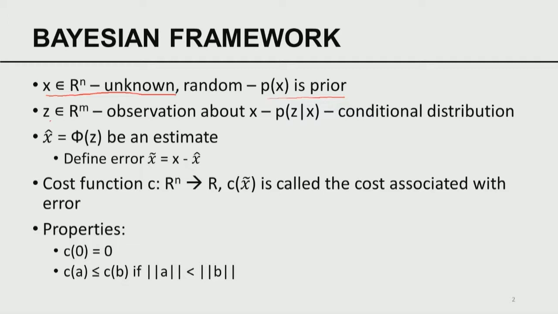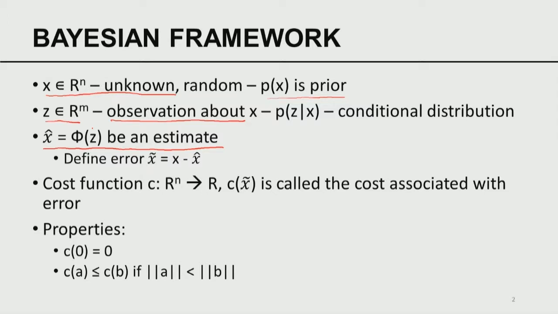Z, again in R^m, is an observation about X. Z contains information about the chosen X. So given X, Z has a conditional distribution, which is probability of Z given X. Let X hat be equal to phi of Z. So phi is an estimator, Z is the data. The estimator operates on the data to give us an estimate.